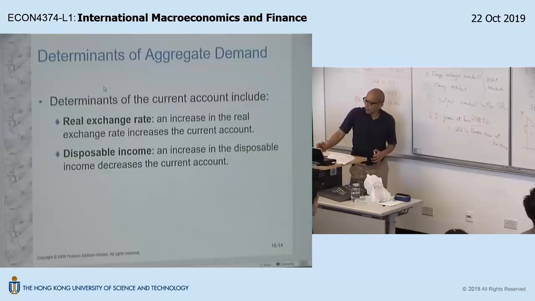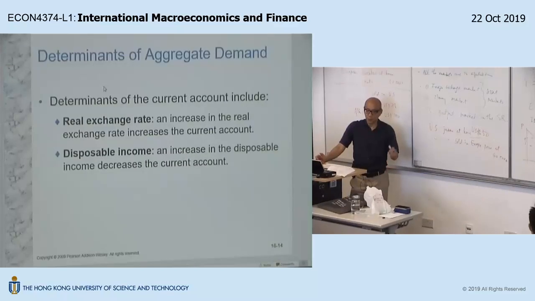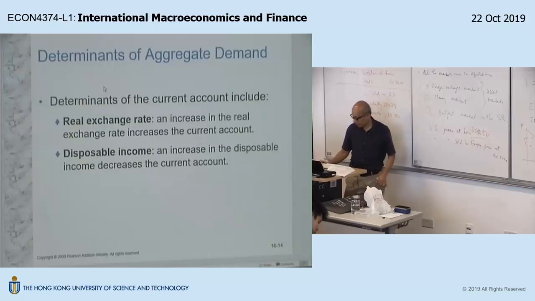So, to conclude, there are two factors that affect the current account, right? One is the real exchange rate. If we wait up to a year, that will increase the current account. Disposable income will actually decrease the current account, because increasing disposable income means imports will increase. Right? Does it make sense? All right.